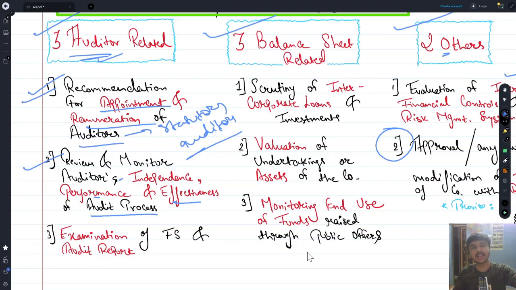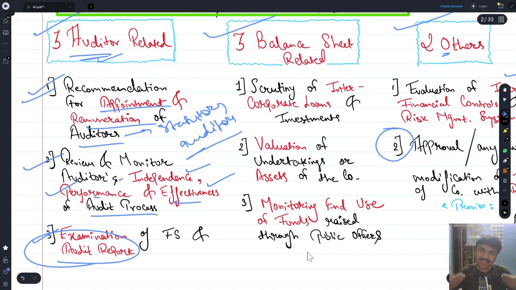So whenever these auditors come, the audit committee will review and monitor his independence. Obviously, how independent he is. Second, they will review and monitor his performance, and they will also review and monitor the effectiveness of his audit process, right? So it's not going to be, okay, come sit, have some tea and go home. No, we are going to supervise you also. Even if you are statutory auditors, you are not going to be king. The audit committee is there to review you, your function, your audit process. And the third one is the examination of the financial statement and audit report. The biggest tool that we have as chartered accountants is the audit report. That's our ultimate thing, right?